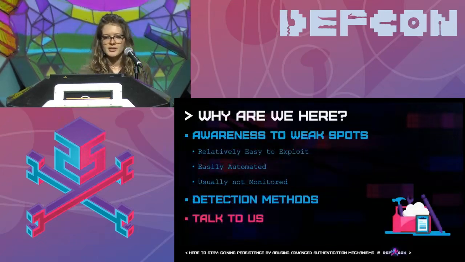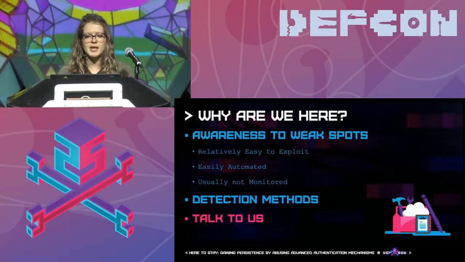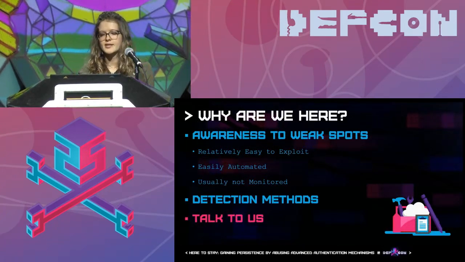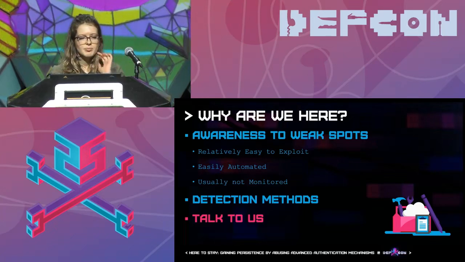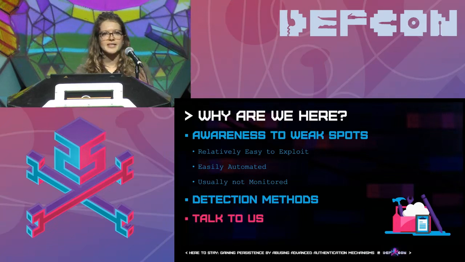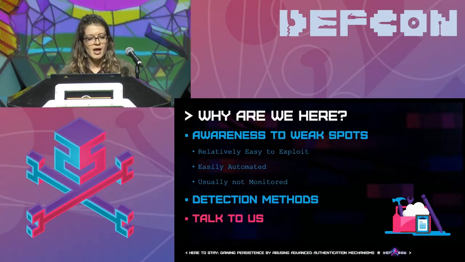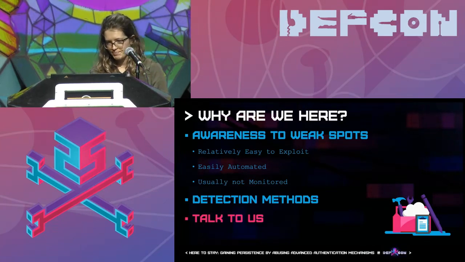So today I want to discuss with you some legitimate mechanisms in Active Directory which might get abused by attackers in order to get persistence in the environment. First of all, they're relatively easy to exploit. They do not require the search for any zero-day exploits. Also, they can be very easily automated. And last and worst of all, those are usually not monitored, which may allow attackers to stay under the radar and gain persistence without being detected for a long time.